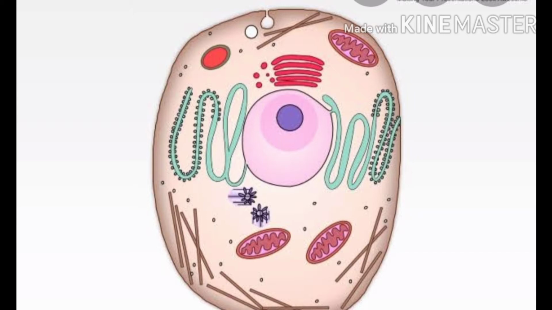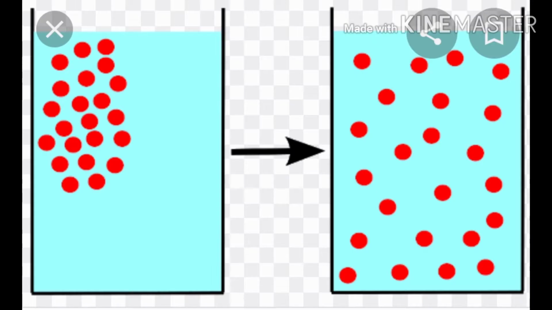As you can see, the shuttle's color has changed from green to red because we entered the cell, passing through the cell membrane by the process of diffusion. In diffusion, a particle or substance moves from an area of low concentration to an area of high concentration, or from an area of high concentration to an area of low concentration, as you can see in the picture.